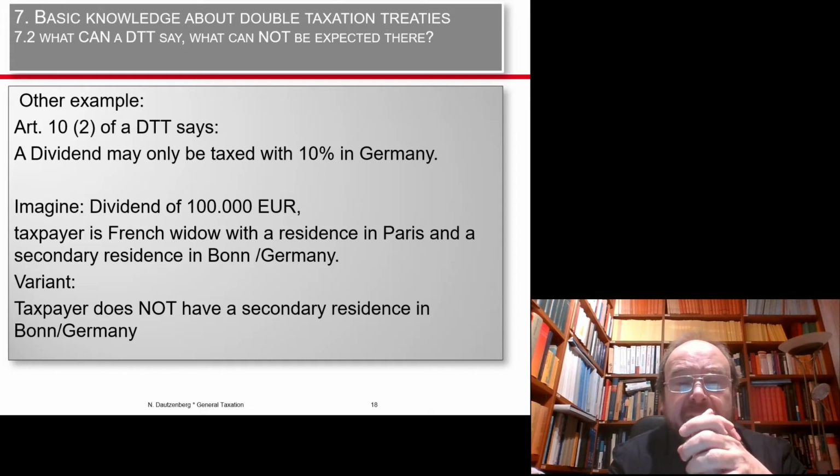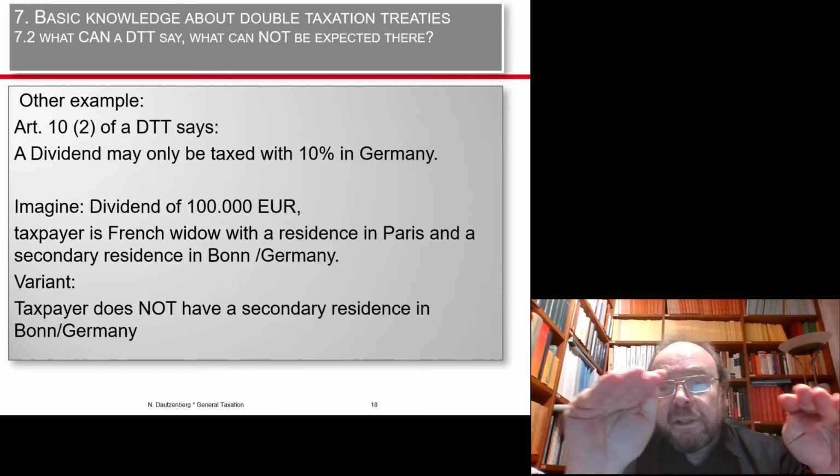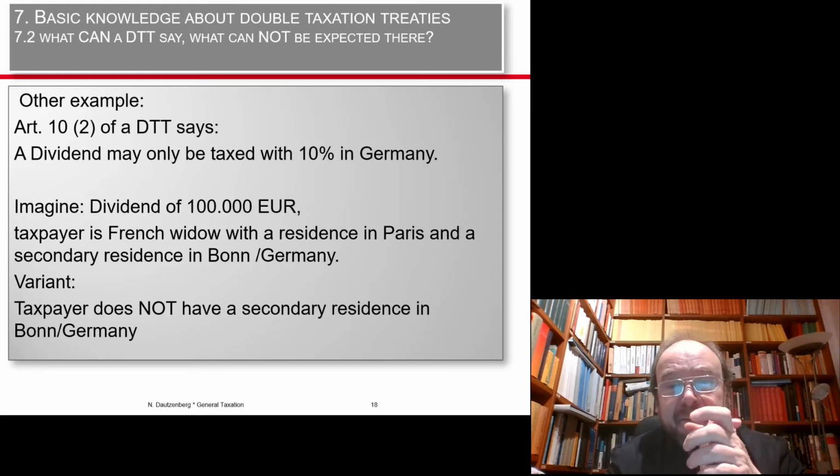Unlimited tax liability has 7 types of income. Type number 5 is income from capital, that's dividends. Under German law, dividends are taxed with 25%. Yes, so here we have a claim of 25%. Now the double taxation treaty comes as a special rule and says, but the maximum is 10. Beyond that, a tax claim is not possible. So everything of the 25%, which exceeds that 10% limit, is cut off and cannot be kept by Germany, because here the special rule is clear.